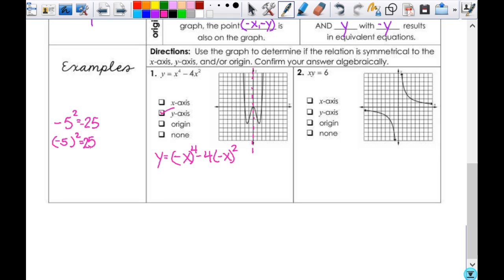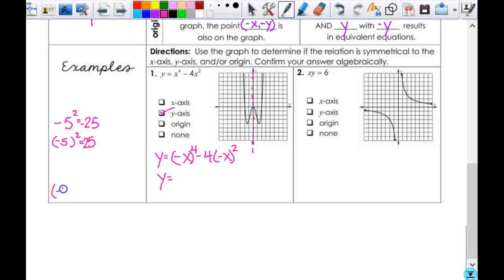It's not that bad. Sign errors are the most common type of errors, and that's what this is all about, is fixing the signs, so we got to be careful. So what is negative x to the fourth power? It's positive x to the fourth power. Do we all understand why?